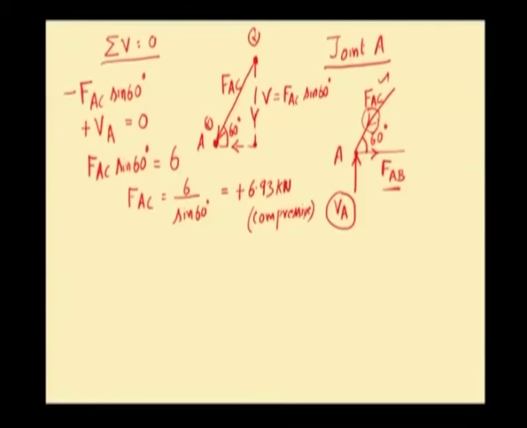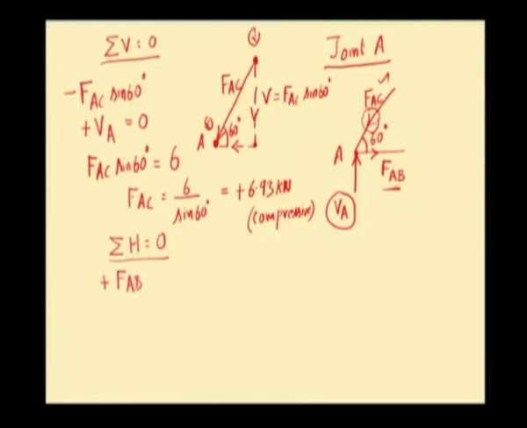So, we have determined the force in the member AC. For determining the force in the member AB, we shall apply the second condition of equilibrium, which is the algebraic sum of all horizontal forces, sigma H, equated to 0. Now, VA is a vertical reaction component, it does not have any horizontal component. FAB is assumed to be acting towards the right. So, the sign convention will be plus FAB.